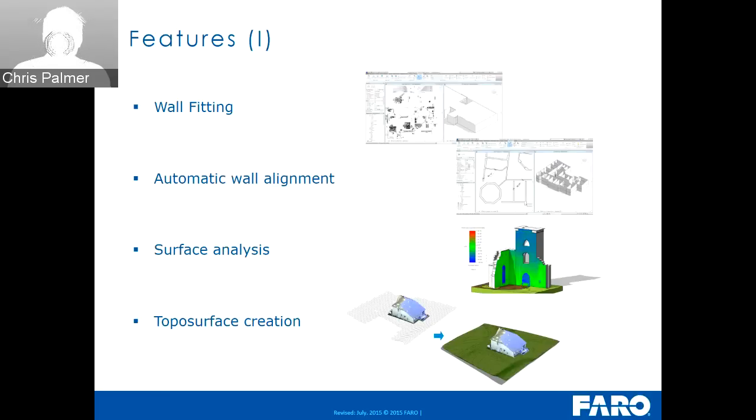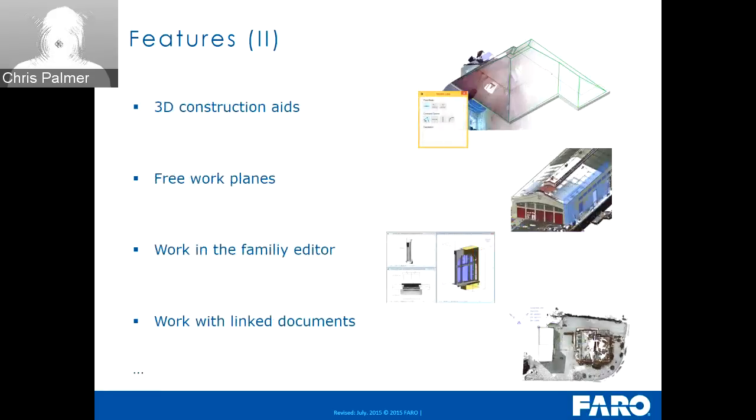As you can see at the bottom there, we've got some good topo surface tools which allow us to select points in a point cloud and extend the functionality of what is available inside Revit, specifically directly generating contours and things from the point cloud. We've also got some 3D construction aids. So you notice there's a small tab showing how we can create reference planes very accurately.